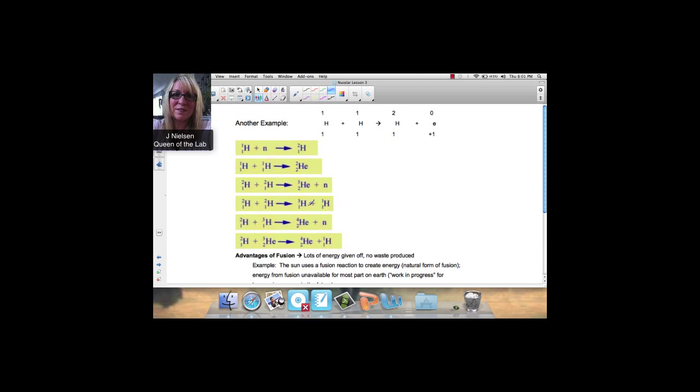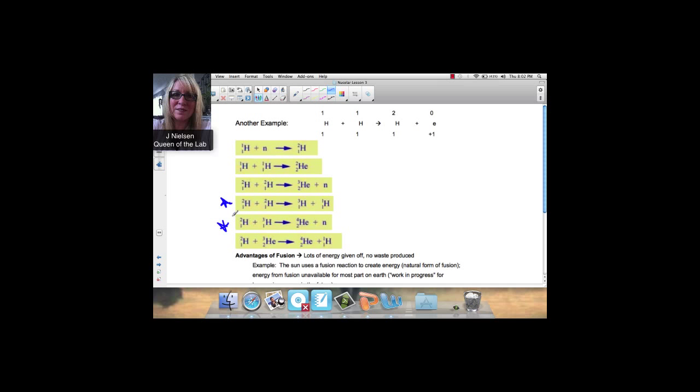Here's another example of just taking 2 hydrogen atoms to create a deuterium. And these are other examples right here. This is the one that we just looked at. You can have 2 deuteriums. This is also sometimes one that they put there, but most often they use the one forming helium.